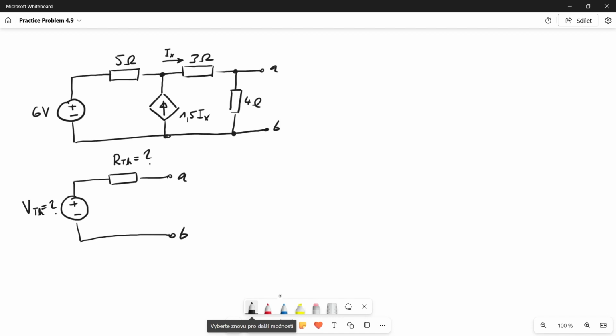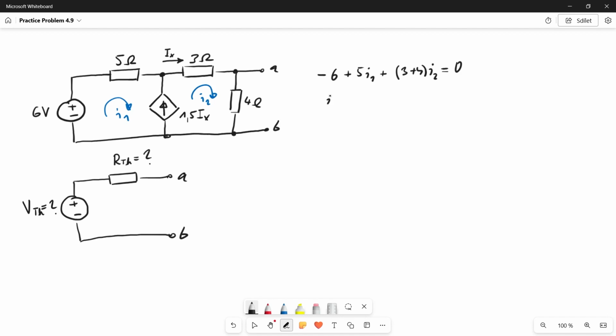How do we do that? So let's assign the mesh currents. This current is going to be current 1 and this current is going to be current 2. Now, according to Kirchhoff's voltage law, for this large mesh, we get the equation. Now, we know that current 1 is equal to minus current x divided by 2.